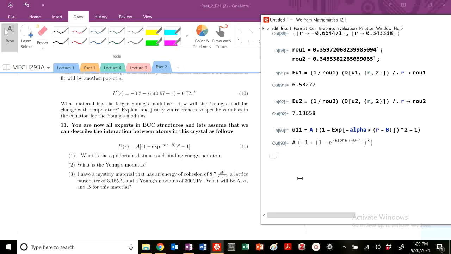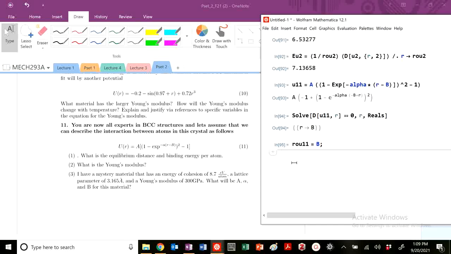All right, so what is the equilibrium distance? Again, I can find that. So my derivative of U11 with respect to R, set that equal to 0, solve this for my R reals. So R equals B, so my R naught U11 equals B. So I've got that. What about the Young's modulus? I could do that as well.